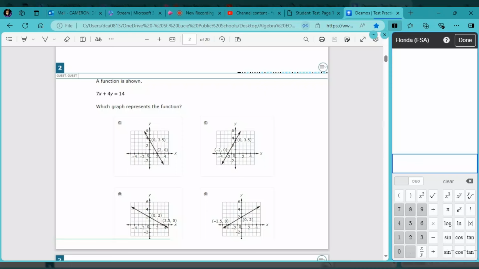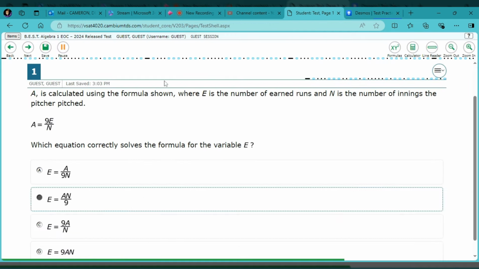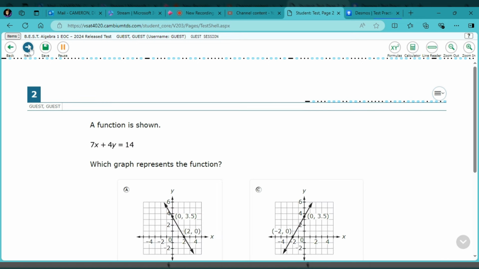All right, guys, we're continuing forward with question number 2 from the Algebra Best 2024 released test. This says a function is shown. Which graph represents the function? And if we look back at the test, here's the question.